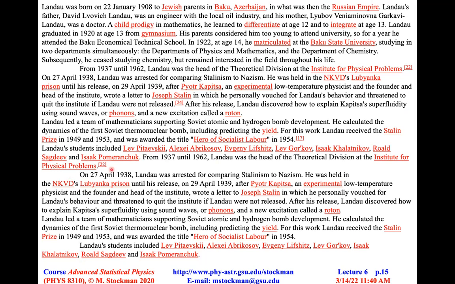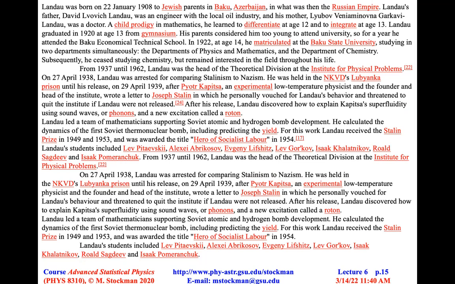I already said that Landau was arrested for comparing Stalinism to Nazism, which is absolutely correct, but I would never have said it, because he will suffer, and he did. He was extracted from the prison on the personal plea of Piotr Kapitsa. And you know the rest of that.